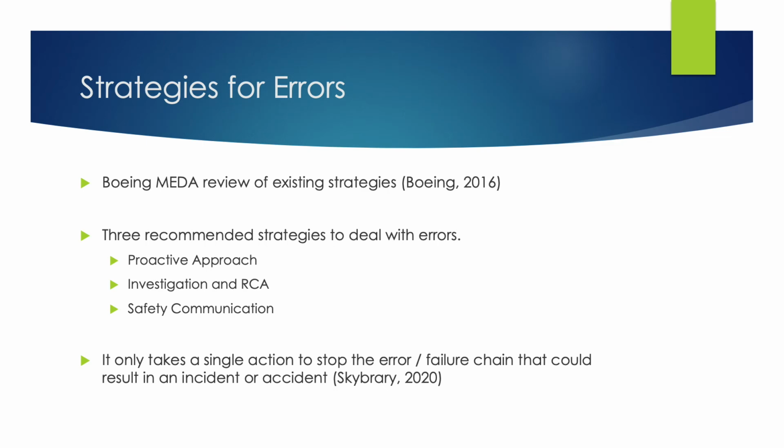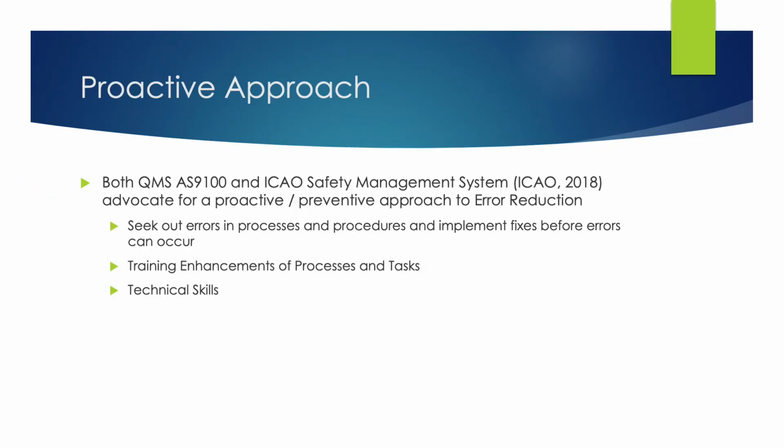Boeing provides a number of formal strategies for reducing errors such that they do not have an impact on safety. However, knowing that it only takes a single action to break the error chain, there are many possibilities available. Of those available, three that are common themes and recommended are a proactive approach, investigation of root cause analysis, and safety communication. The proactive approach to error reduction, identification, and analysis cannot be overstated.